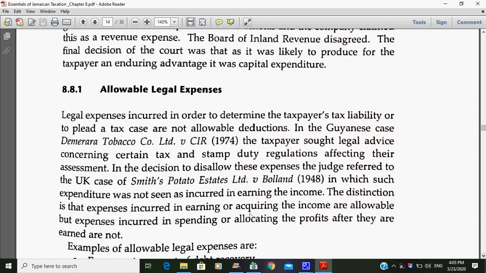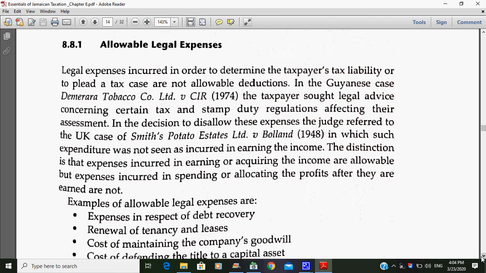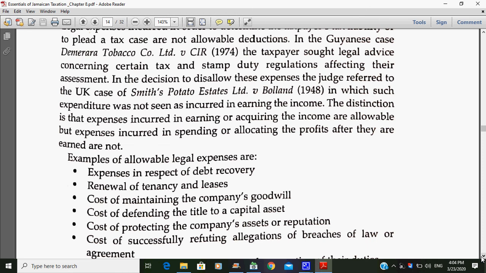Allowable legal expenses now. Legal expenses incurred in order to determine a taxpayer's tax liability or to plead a tax case are not allowable deductions. Alright. Expenses in respect of debt recovery are allowable.